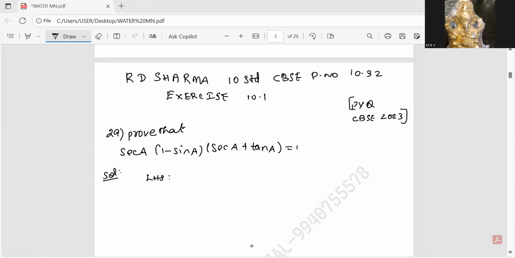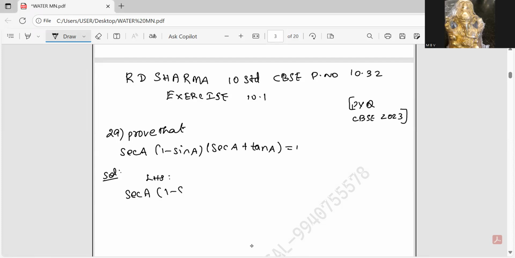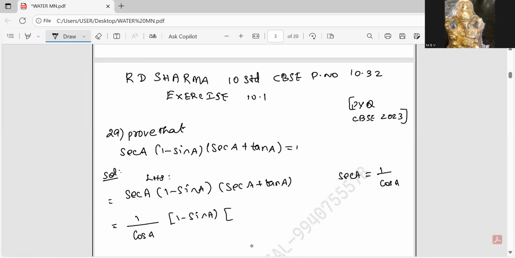Solution. Take LHS: sec A into (1 − sin A) into (sec A + tan A). Sec A is equal to 1 by cos A, so replace sec A with 1 by cos A into (1 − sin A). Sec A is replaced by 1 by cos A, plus tan A, which is replaced by sin A by cos A.